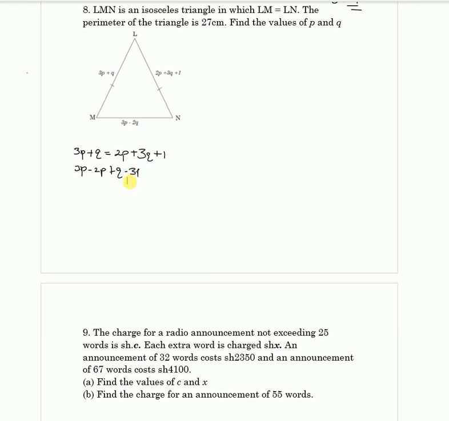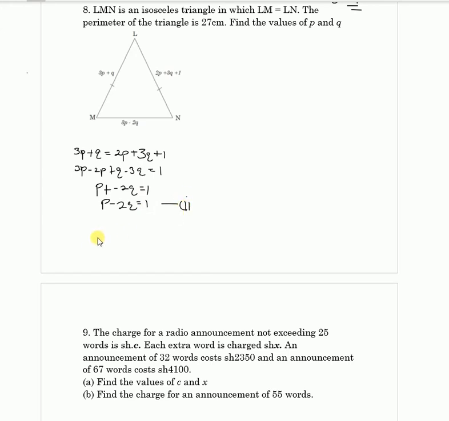Let us have the one remaining there alone, so that we can have a good order for our equation. So 3P minus 2P, that is P, plus Q minus 3Q, that is minus 2Q, is equal to 1. So basically this is P minus 2Q equal to 1.